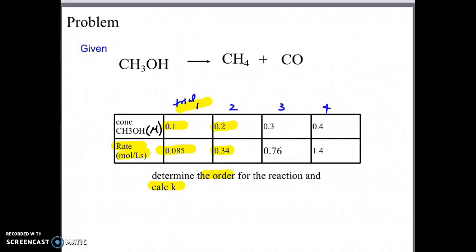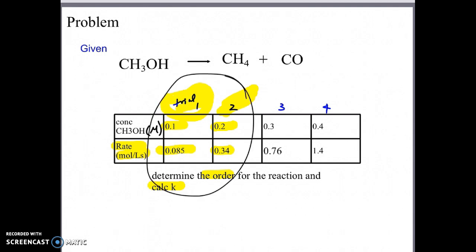Okay, so we jump back to this slide and we're going to look at an initial rate problem in which we are going to compare trial 2 over trial 1. What we're going to do is take the data from these two trials and put them in a ratio to determine the order and to determine the value of little k.